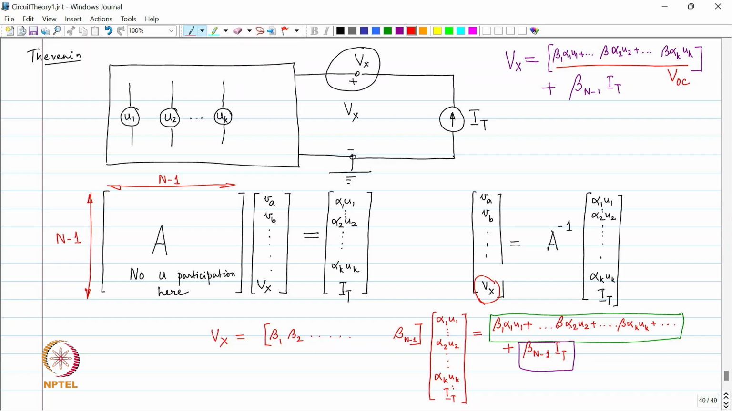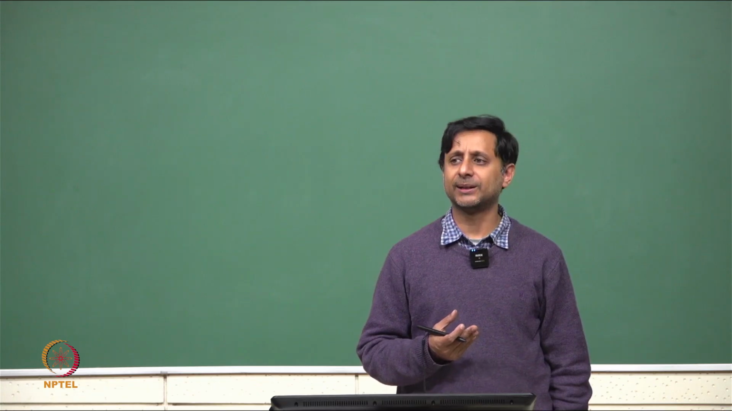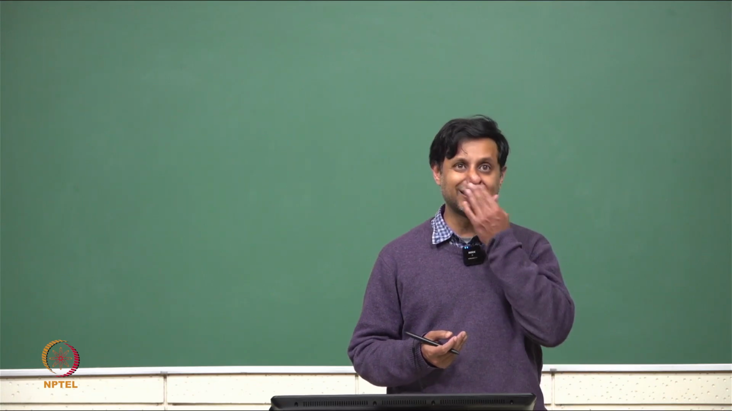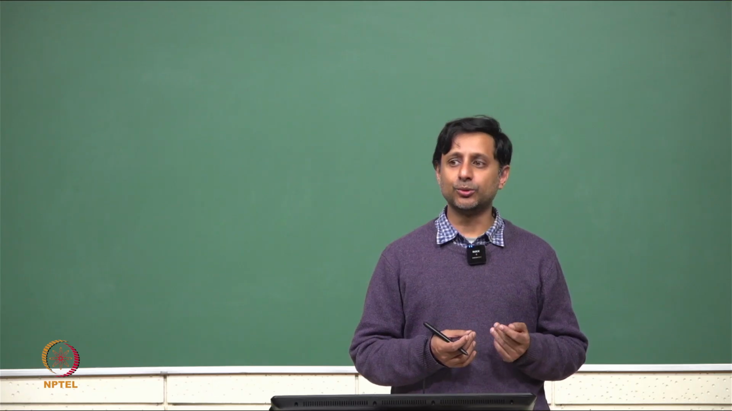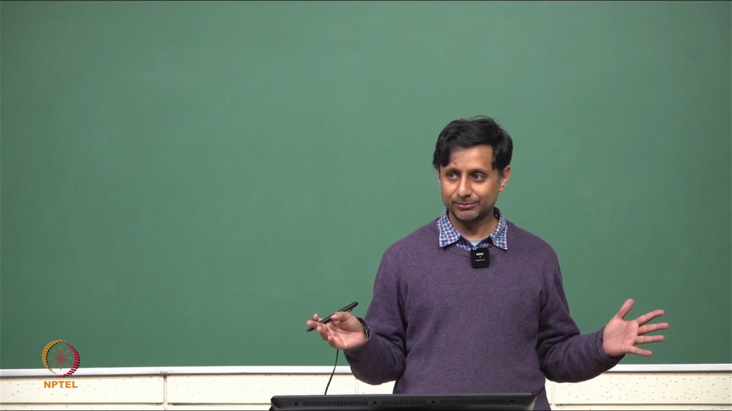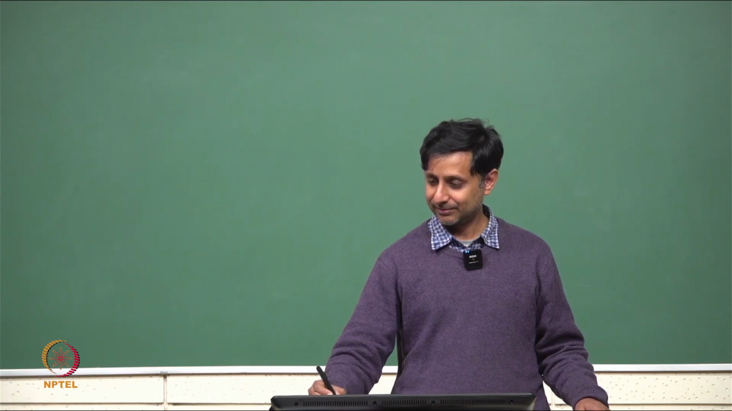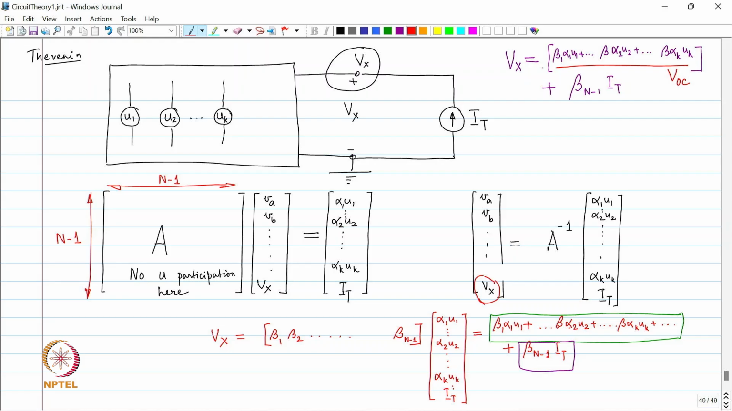Then what happens when I switch off, and when I say switch off, I make values equal to 0. What happens when I switch off all the independent sources inside the network? That is, what happens when u 1, u 2, u 3 all the way till u k, they are all equal to 0? What happens? All of these first set becomes a nice clean 0, and I am left only with this.